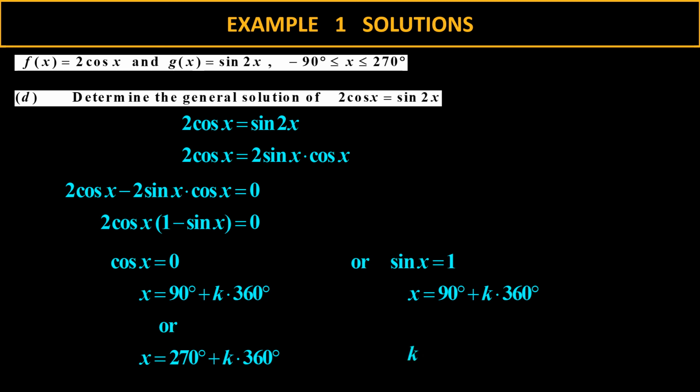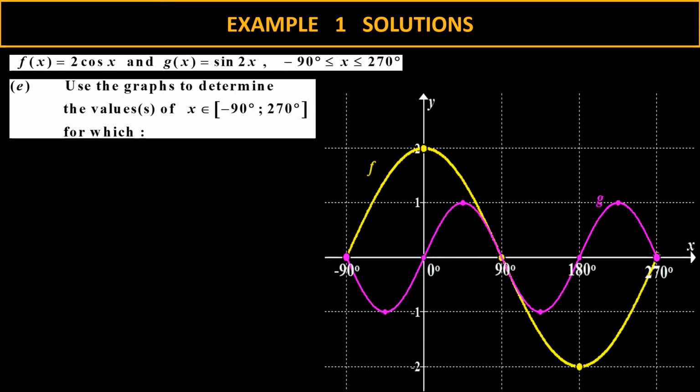Okay, now, we can even see here from the graph, you see it intersected at negative 90 and at 90 and at 270. Those were the answers I got from my general solution. Now we're going to use our graph to answer this.